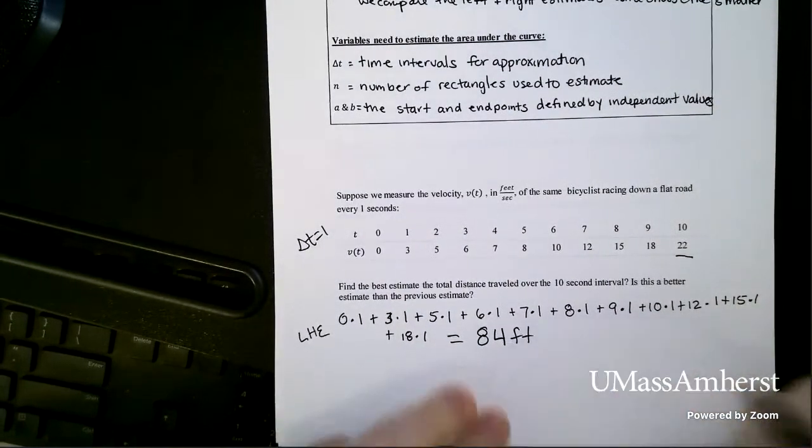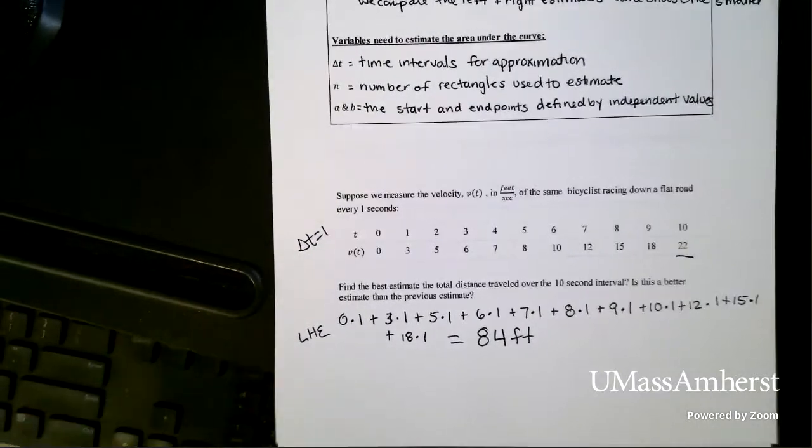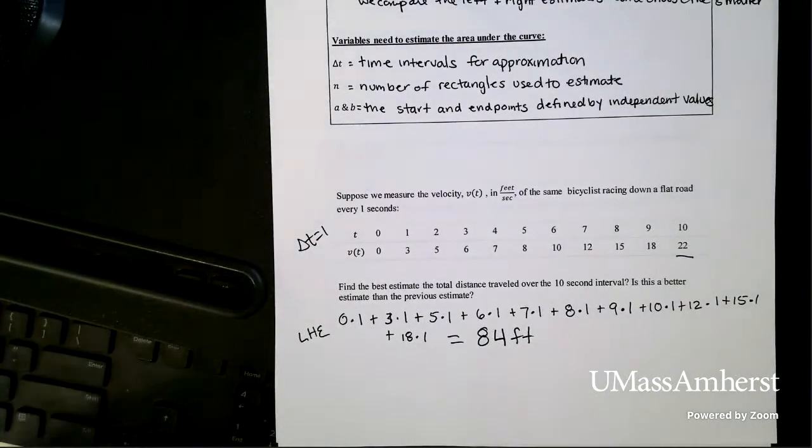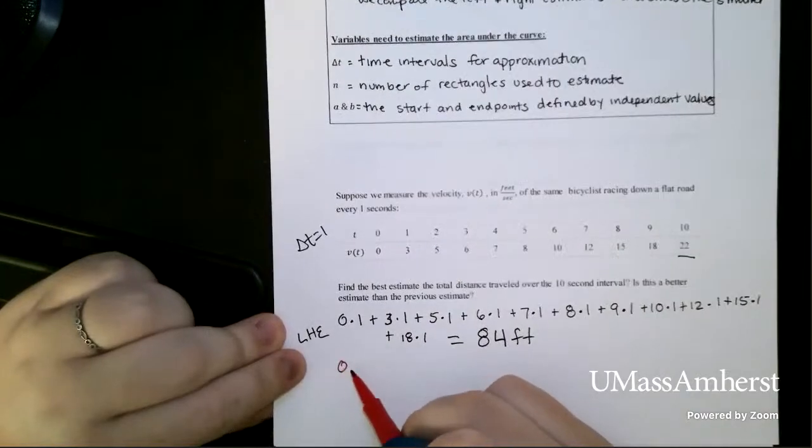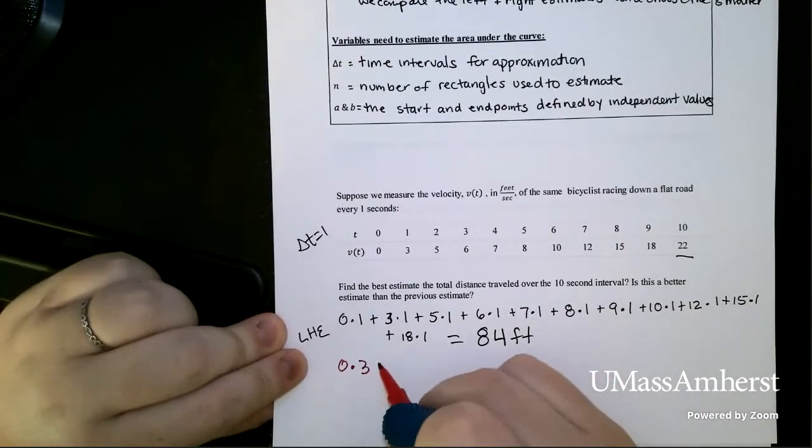84 feet. Now, when we do a right-hand approximation, we're going to do the same thing, only now we're going to be picking the rate on the right for each calculation.